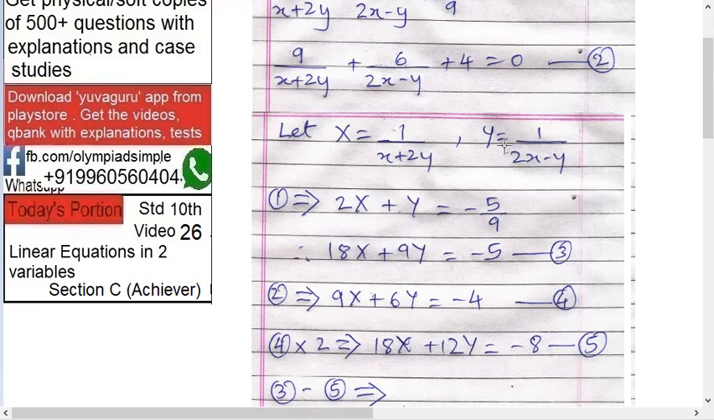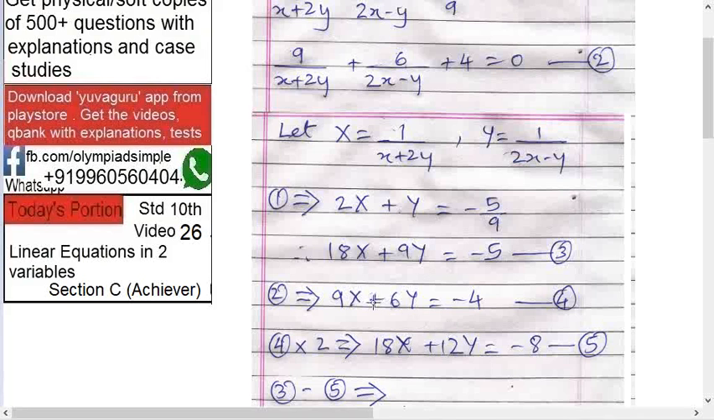And this 4 on this side on the minus equals to minus 4, right? 9x plus 6y equals to minus 4. 3 and 4. Now this is simple to solve. So 4 into 2, it becomes what? 18x plus 12y equals to minus 8.